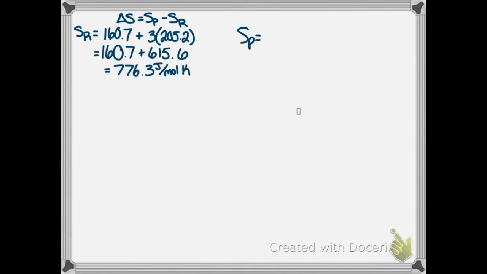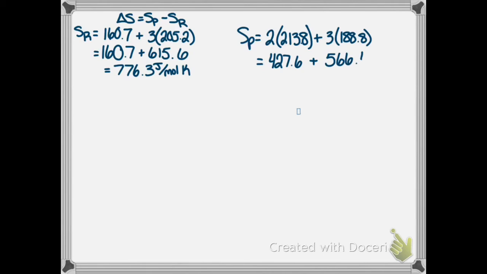Now onto the product side. When we do this, we know that we multiply 2 times the value of carbon dioxide, which is 213.8, plus 3 times the value of our water, which is 188.8. When we multiply our values, we should have 427.6 plus 566.4. And when we add all those values together, we're going to get a total of 994.0 joules per mole Kelvin.